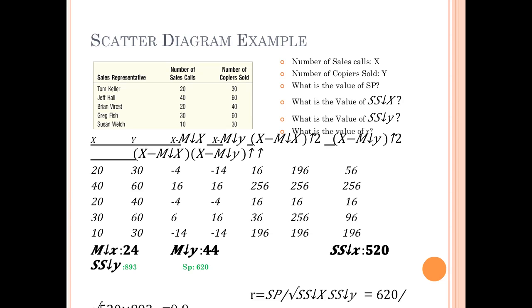Then you square both your deviation scores, these two, and then this is the sum of the cross products. So -4 times -14 equals 56. So you take your deviations for X, your deviations for Y, and multiply those, sum them, and that will give you your SP.